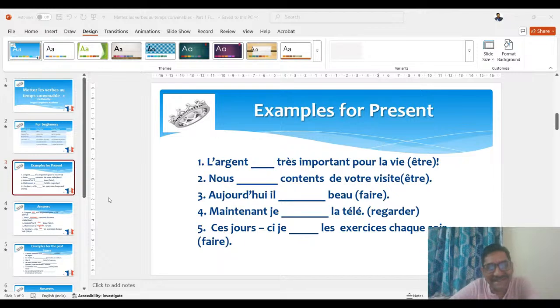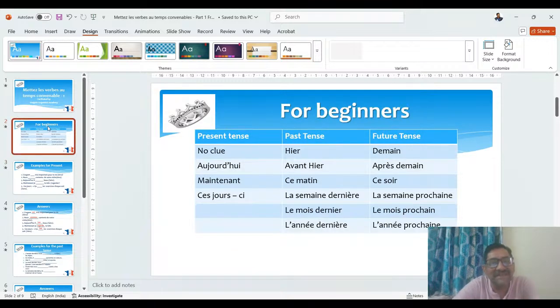Okay, so come back. Hope you're able to see my screen now. So let's get back to the first part. The first part for beginners is present tense, past tense, and future tense. This decides the tense of the sentence. Okay, in present tense, there is no clue. Aujourd'hui, today, is the first clue for present tense, and maintenant, now, is a clue for present tense. Ces jours-ci is these days, that is also for present tense.